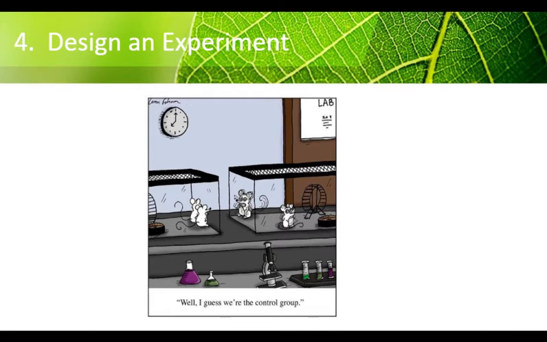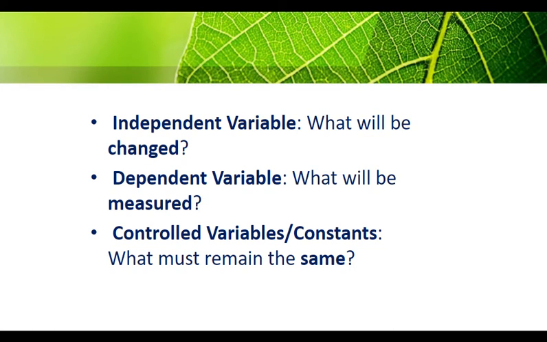Step 4 is designing your experiment. Okay, when designing your experiment, the most important part is identifying your independent variable, your dependent variable, and your controlled variables and your constants. The independent variable is what will be changed by you, the experimenter. The dependent variable is what will be measured, and the controlled variables or the constants are all the things that are going to stay the same. The more constants you have, the more validity your experiment is going to have.